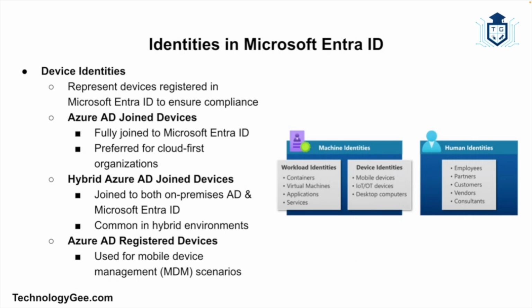And then we have what are called device identities, and these represent the devices registered within Microsoft Entra ID. These identities ensure that devices meet organizational compliance standards before granting access to resources. Under that, we have what are called Azure Active Directory joined devices. These are devices that are fully joined to Microsoft Entra ID, and they are often used in cloud-first organizations. Then we have hybrid Azure Active Directory joined devices. These are devices that are joined to both on-premises Active Directory and Microsoft Entra ID, and they are commonly used in hybrid environments. And then we have Azure Active Directory registered devices, and these are devices that are registered for mobile device management scenarios.